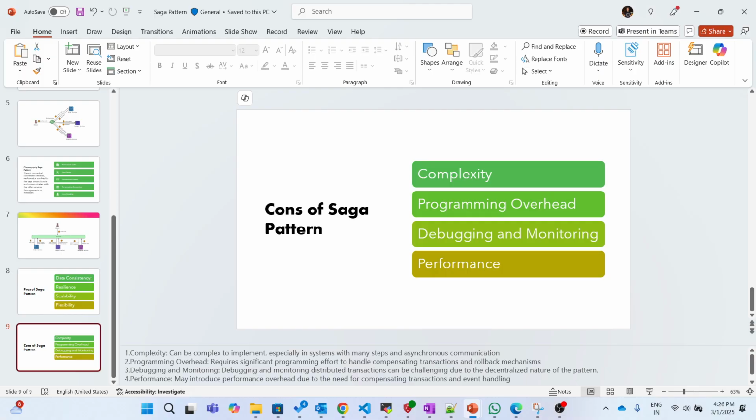So what are the cons of the saga pattern? It can be complex to implement, especially in systems with many steps and asynchronous communication. Programming overhead: it requires significant programming effort to handle compensating transactions and rollback mechanisms. Debugging and monitoring in a distributed transaction can be challenging due to the decentralized nature of the pattern. Performance: it may introduce performance overhead due to the need for compensating transactions and event handling.